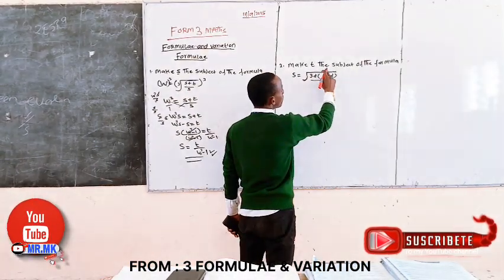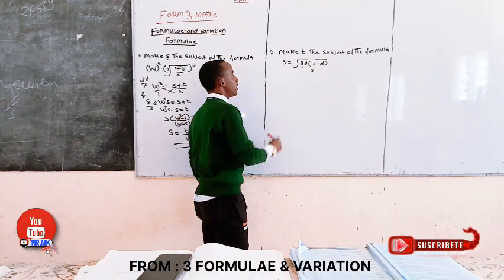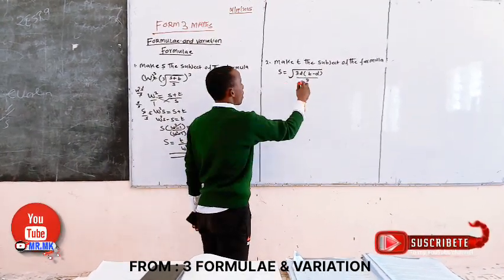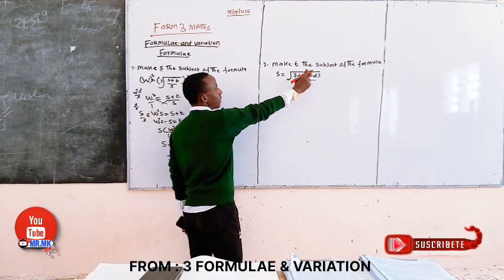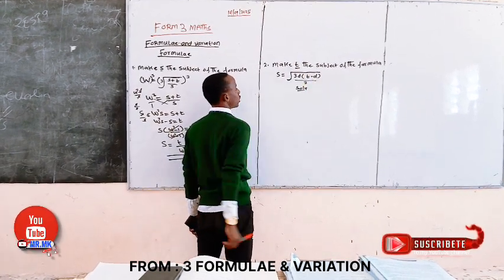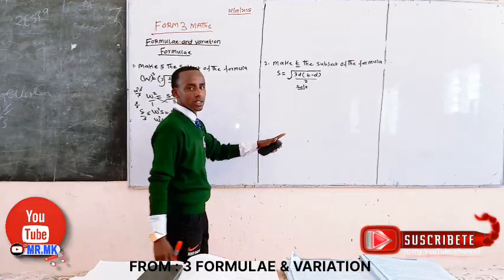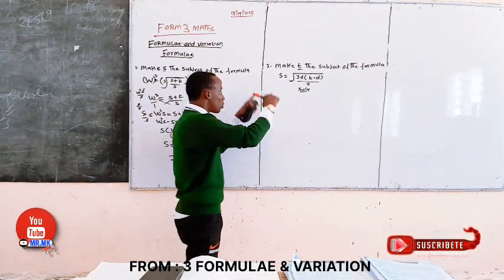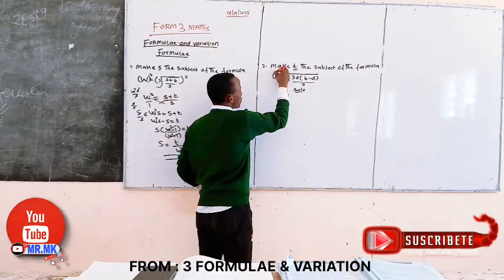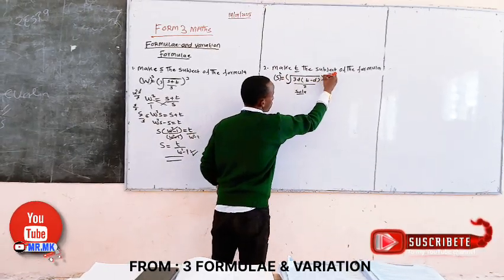Make t the subject of the formula. Solution to question 2. Make t the subject of the formula. How do you go about this? Wherever you have seen a square root, you just square it out to remove that root.